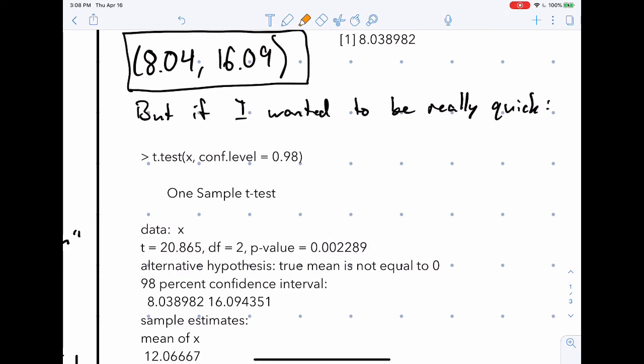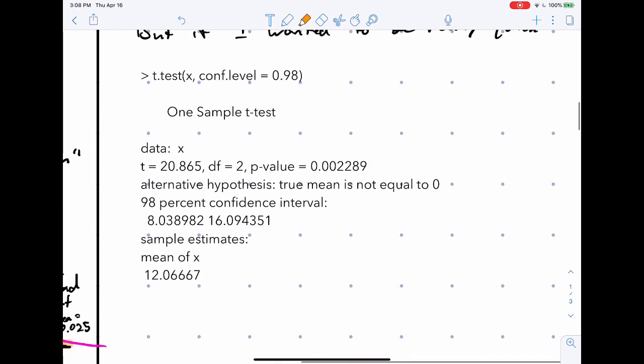Again, I'm not suggesting that you do this for the exams. There might be some questions where you can get away with doing this, but you'll need to know how to use the formula, because I might not give you the data itself.